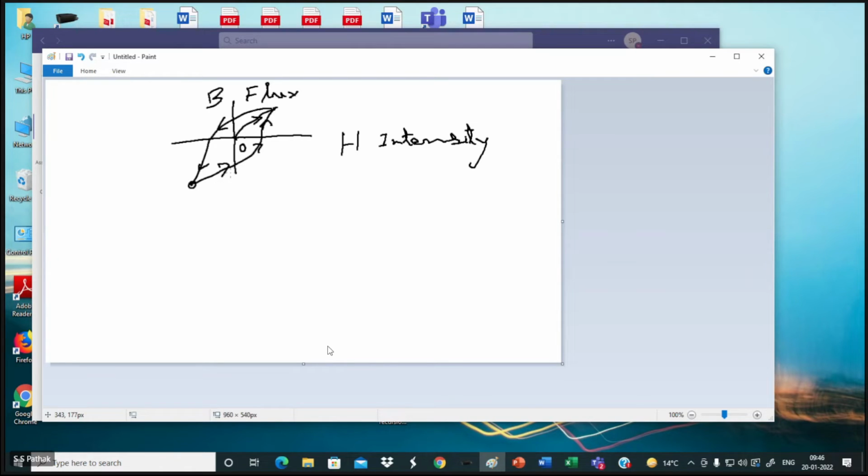Now look at this structure. This was your plus H. This is your minus H. This is your minus B. And this side was your plus B. So it has got some points. What are those points? One is when this magnetic intensity becomes 0.